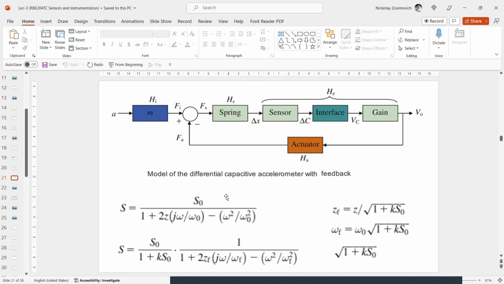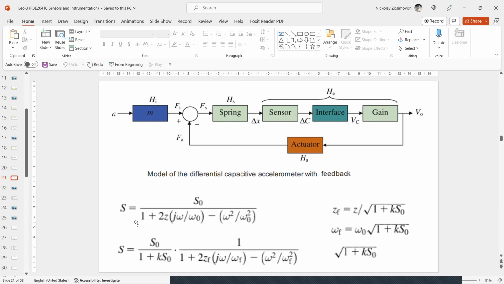Here we have zeta F as the damping, and omega F as the natural or undamped frequency, the resonance frequency. Substitution in our equation, from the previous slide, results in the transfer of the system with feedback, as we can see in our next, a bit more complicated equation.